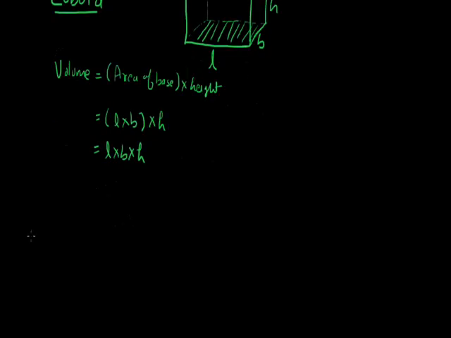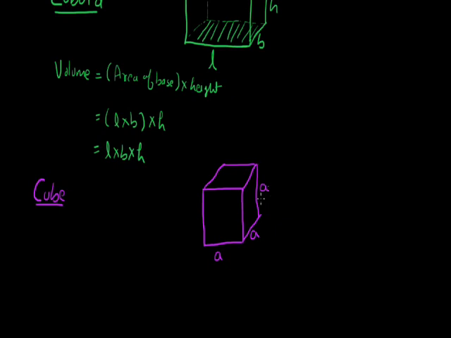Now we discuss the volume of a cube. In a cube we know that all the sides are of the same length. A cube is nothing but a cuboid in which length, breadth and height are all of the same dimension. Length is a units, breadth is a units and height is a units. Length equals breadth equals height, let's say it be a. The side of the cube is a.